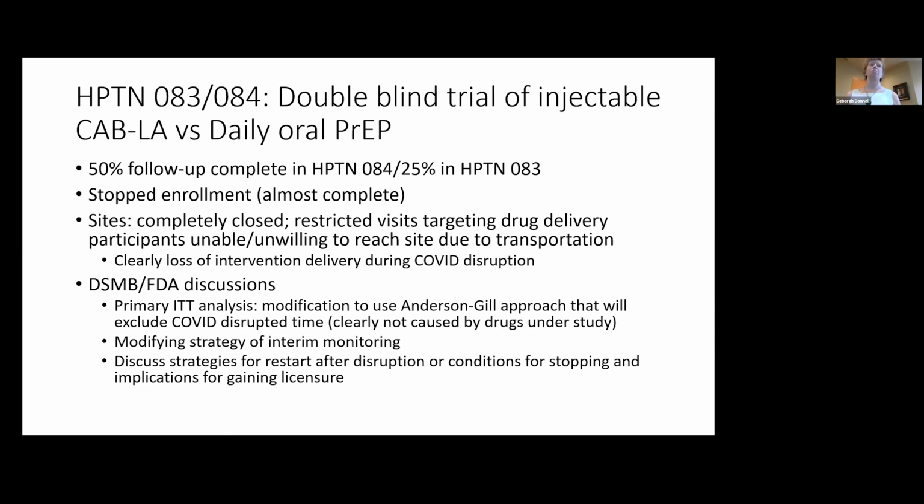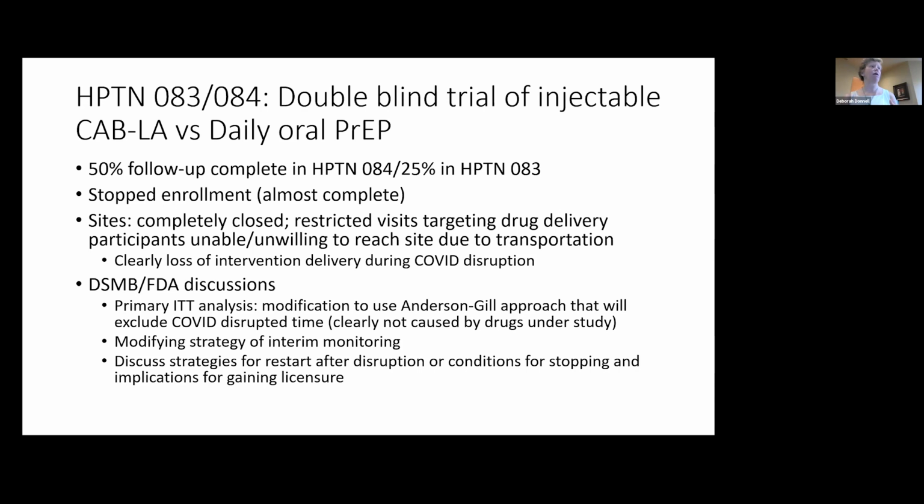So we're right at this maximally informative position for the trial. What is happening in these trials is that we have had to stop enrollment, which is almost complete. The sites vary from being completely closed, to conducting restricted visits where we're asking them to target the drug delivery visits, to being disrupted because participants are unable or unwilling to even reach the site, even if it was open, due to transportation issues. For this particular trial, which is delivering an injection that needs to be prepared by the pharmacy and done at the site, there's clearly going to be a loss of intervention delivery during the COVID disruption. So there's the data management side.